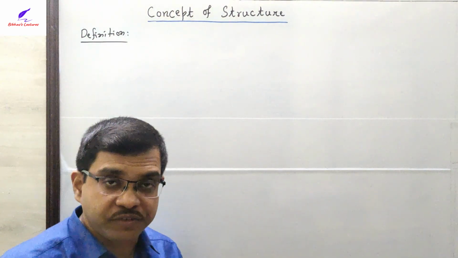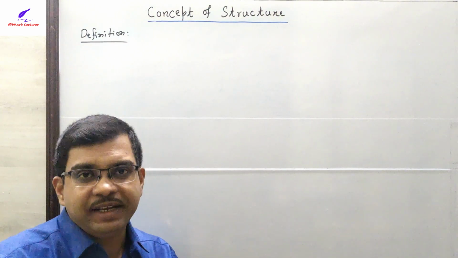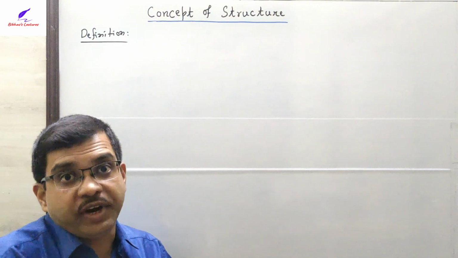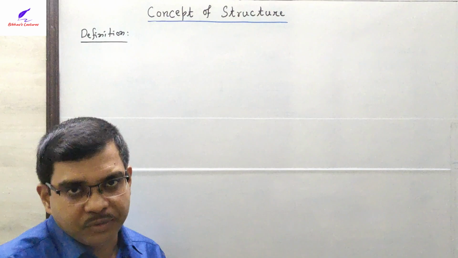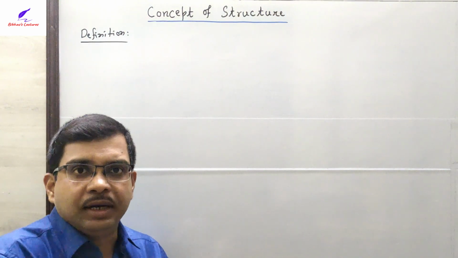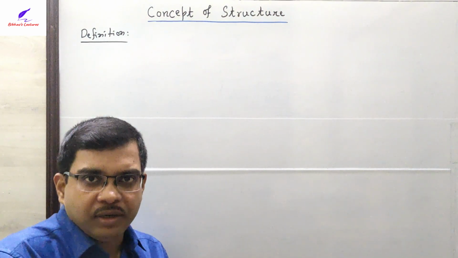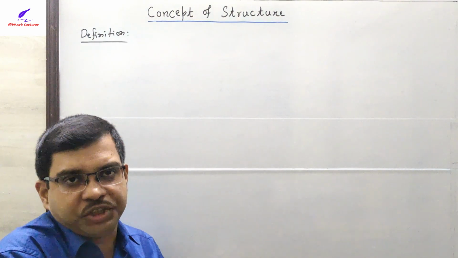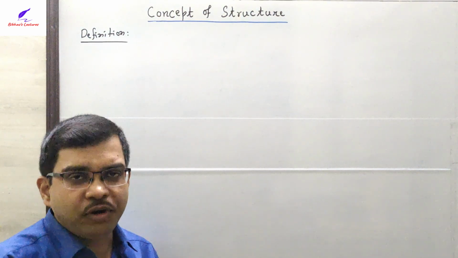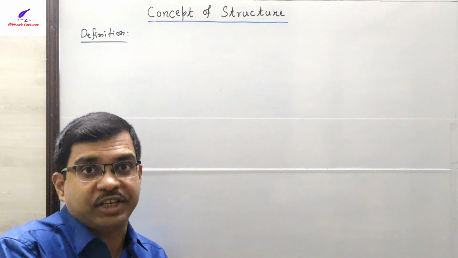Now what is the definition of a structure? A structure is nothing but a user defined compound data type, which can store the information or records related to a particular person or an item. It is capable of storing heterogeneous type of data.